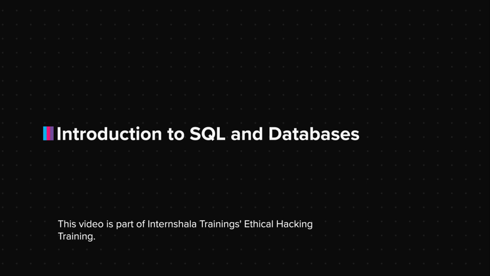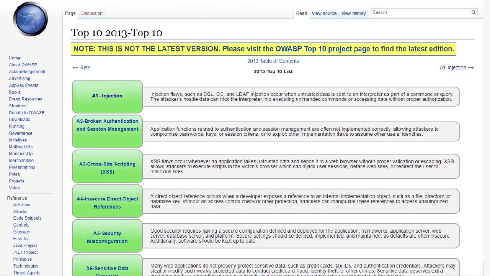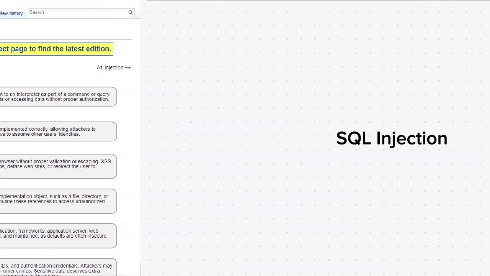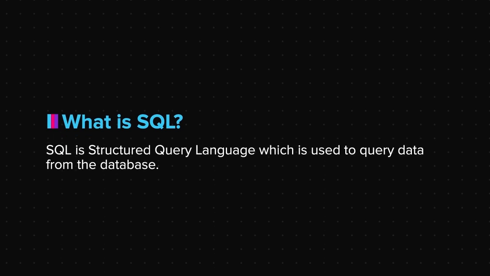Now let us first see the introduction to SQL and databases. Injections are the most common flaws or vulnerabilities found in web applications nowadays. That's why they are at the top of the OWASP top 10 list. And the most common of these injections is SQL injection. To understand SQL injection, we first need to understand what SQL is. So SQL is structured query language which is used to query data from the database.